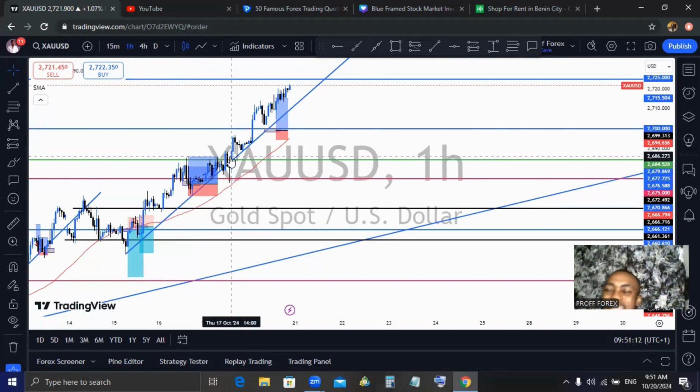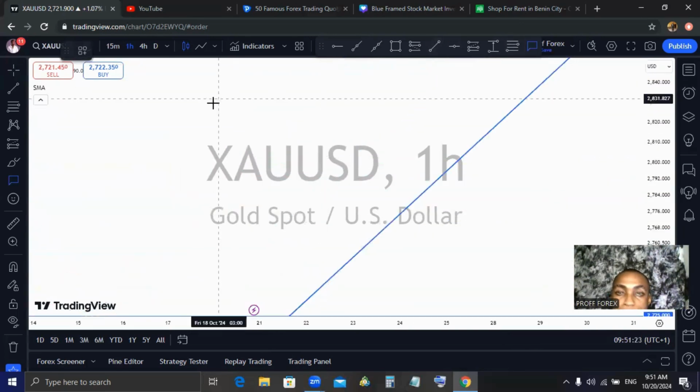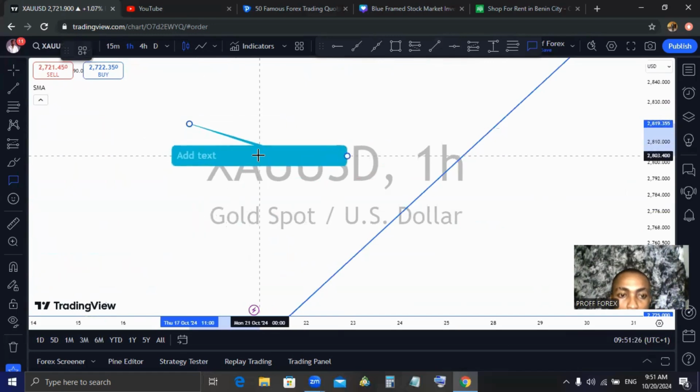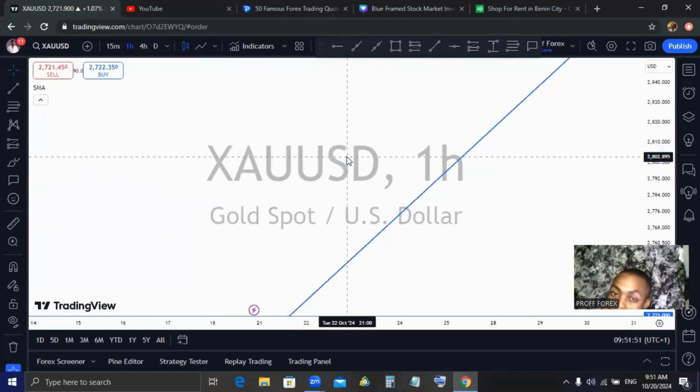So it shows that the chart is bullish. What do I mean by bullish in Forex? Bullish means uptrend, or buy. But we are bullish, that means we are in a strong uptrend. So that's what bullish simply means. So we talk about the bullish here.